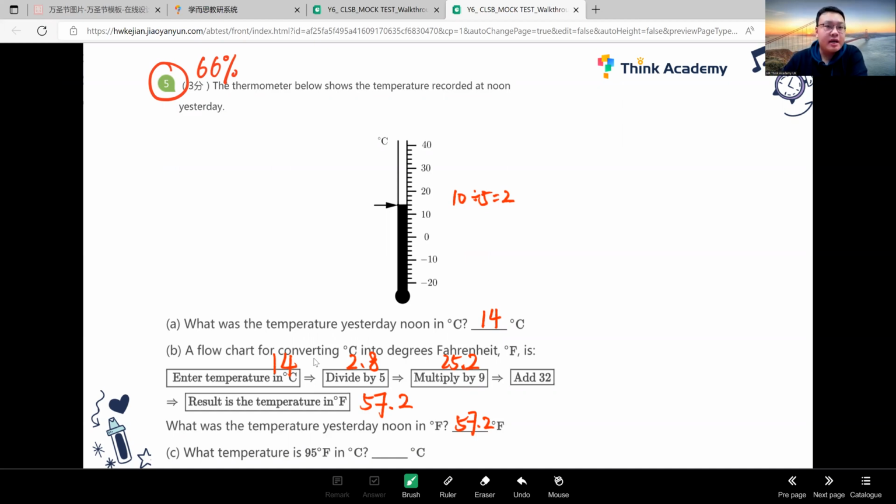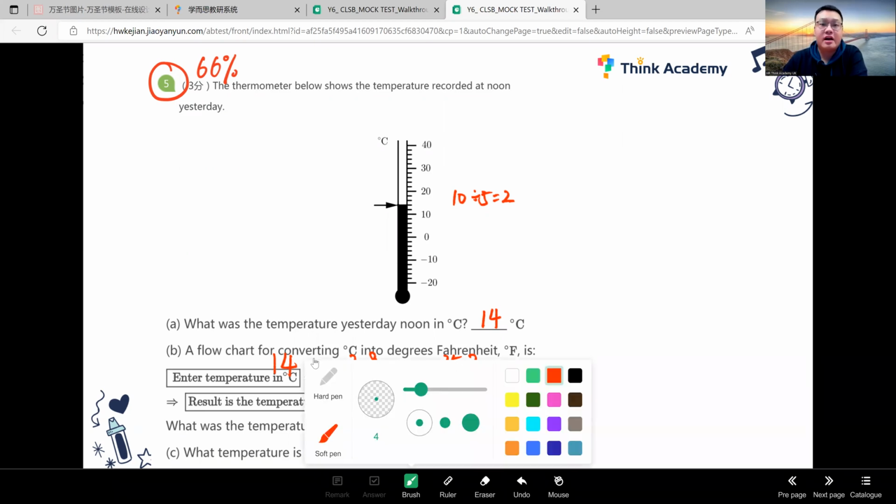What temperature is 95 Fahrenheit in Celsius? So actually you need to use this function. It's like a function machine, right? So you have to use that in a reverse way. Yes, the answer will be 35. Let's see, how do we get it?